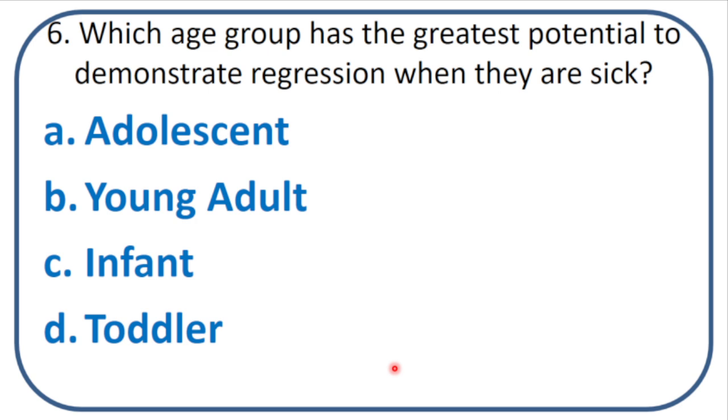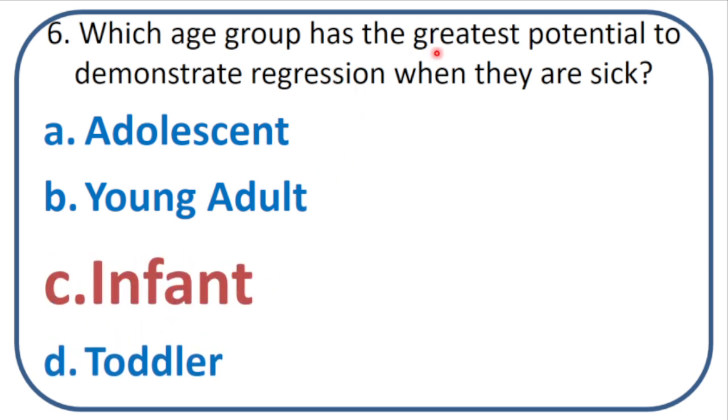Regression is a defense mechanism. In that mechanism, the person will go to the underdeveloped state, that is the childhood state. Under any stress, they will escape from the stress by going to the underdeveloped stages. So the greatest potential to demonstrate regression when sick is in the infant group.